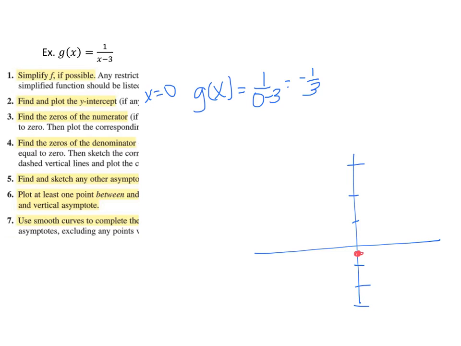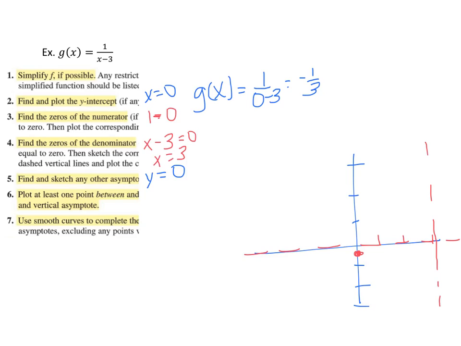Zeros of the numerator. Well, there is no x in my numerator, so setting 1 equal to 0 is not going to do anything. My denominator equal to 0 would mean x equals 3. That gives me a vertical asymptote. Any other asymptote, I need to look at my horizontal asymptote. The degree on bottom is bigger, which means I'm looking at y equals 0 as my horizontal.